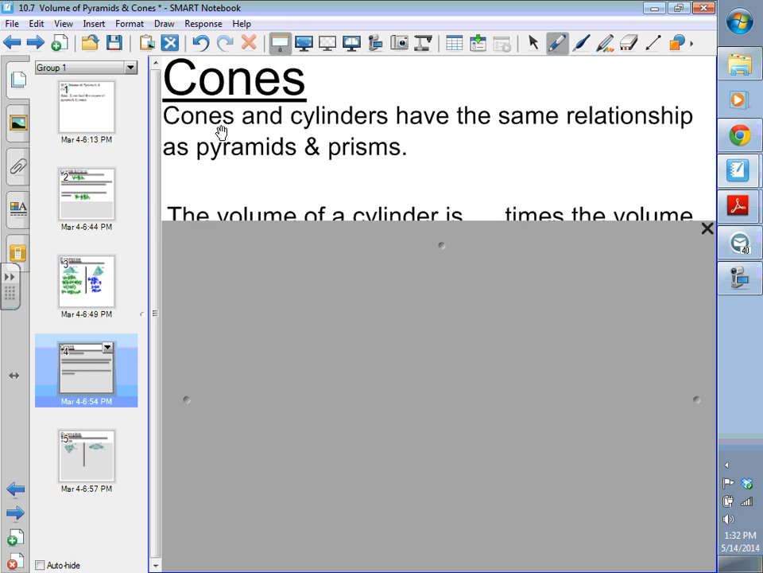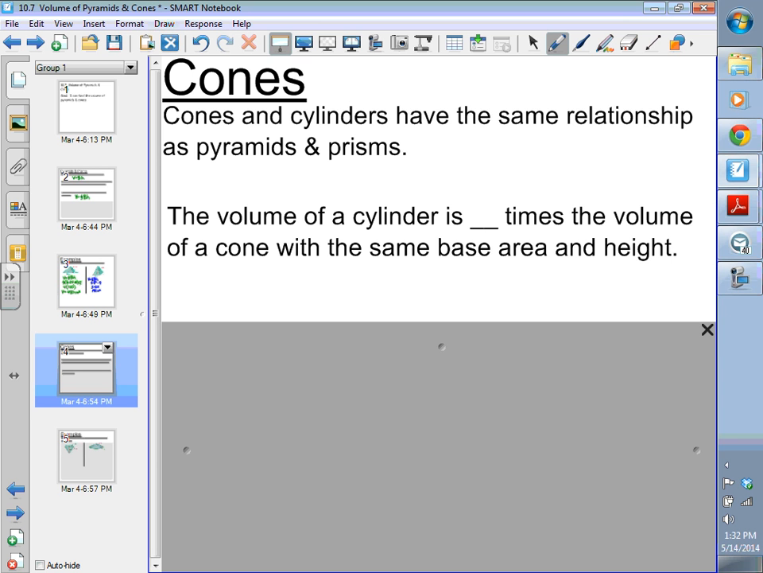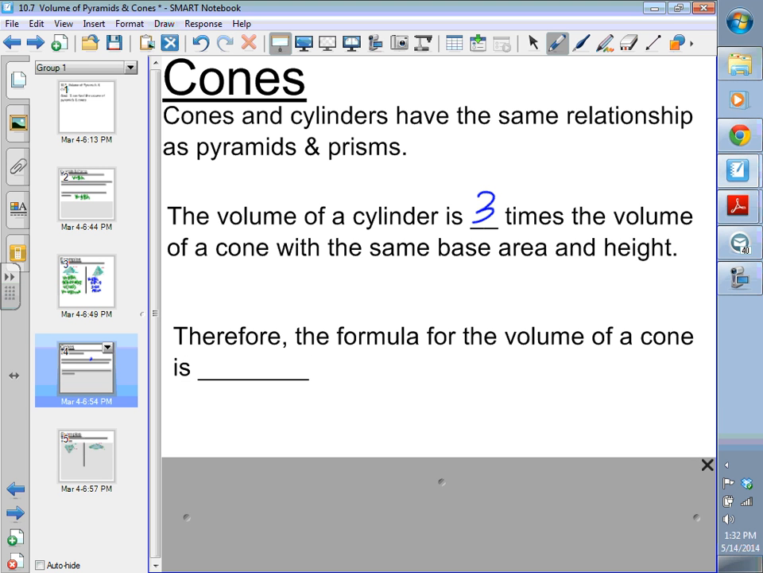All right. Cones and cylinders have the same relationships as pyramids and prisms. The volume of a cylinder is 3 times the volume of a cone with the same base area and height. Therefore, the formula for the volume of a cone is 1/3 the base height, or 1/3 pi r squared h.